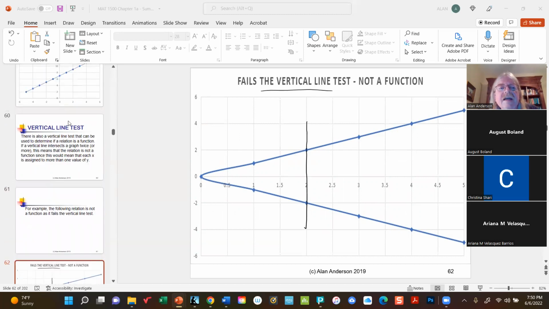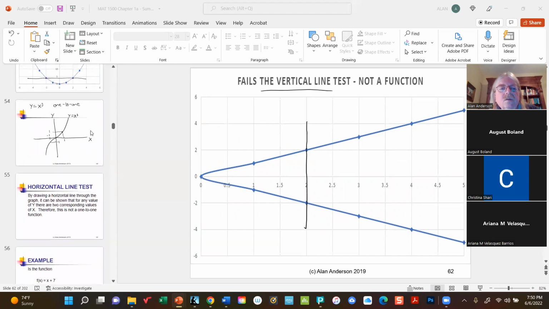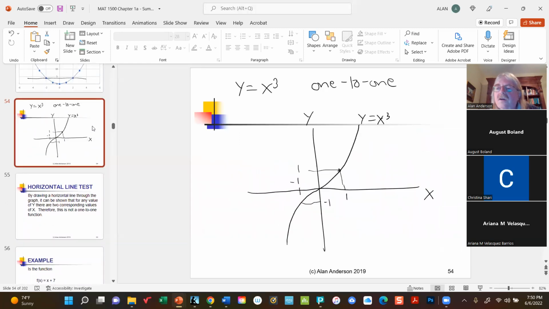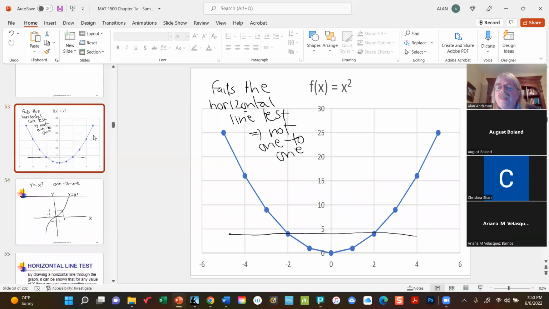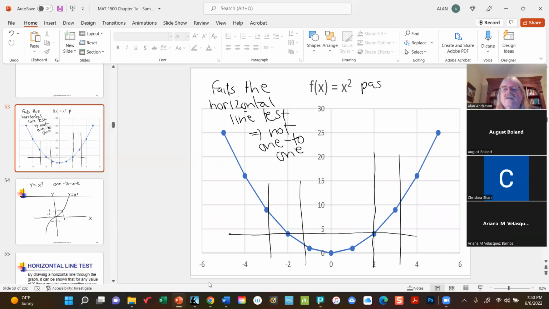So what that means is that this one does pass the vertical line test because it is a function. It also happens to be one-to-one. This one too, no matter where I draw a vertical line, I'm only going to touch one point. So while this function is not one-to-one, it is a function, and therefore it passes. I'll add that in here, the vertical line test, which implies that, of course, it is a function. Okay, so yes, the vertical line test shows whether or not it's a function. The horizontal line test shows whether or not it's a one-to-one function.